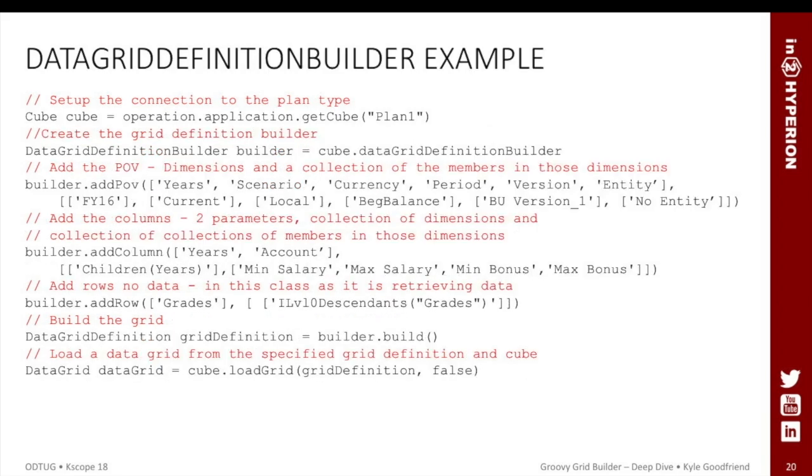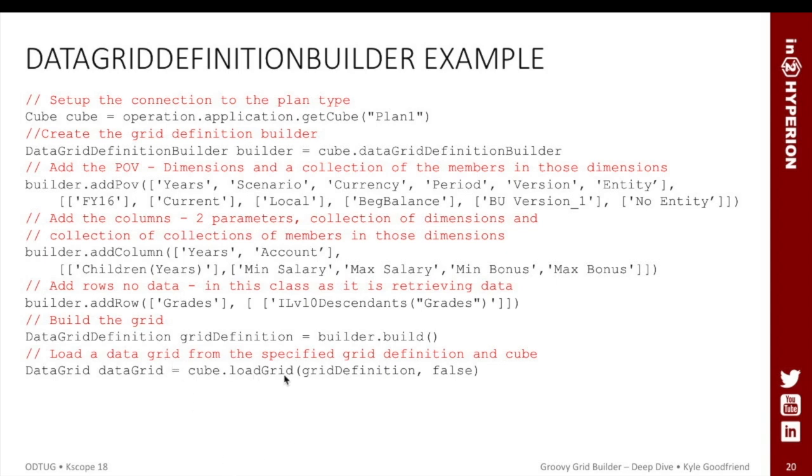The read is even easier. Again, you connect to a plan type, you initiate the grid builder, you add the point of view. The point of view has a little bit different syntax. You add your columns and you add your rows, and notice on the rows you're not adding data because you're reading. Okay, and in this example, I did level 0 descendants of grades, and then you're retrieving that. And again, you can log this information to the log.